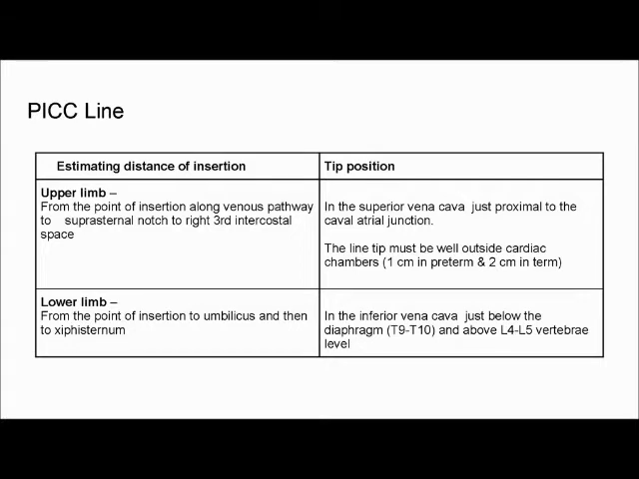In upper limb, PICC line length should be measured from the point of insertion along the venous pathway to the suprasternal notch, and then to the right third intercostal space. And tip should be in the superior vena cava, just proximal to the caval atrial junction, and the tip should be well outside of the cardiac chamber. In preterm, it should be 1 centimeter outside, and in term baby, it should be 2 centimeters outside of the chamber. In lower limb, PICC line length should be from the point of insertion to the umbilicus, and then the xiphisternum. And tip position should be in the inferior vena cava, just below the diaphragm.